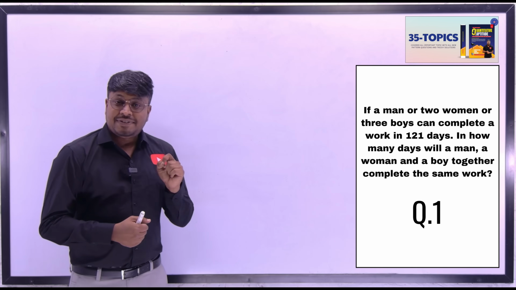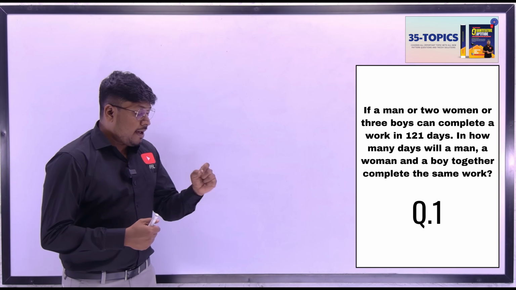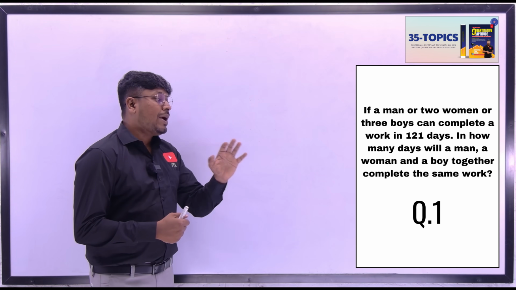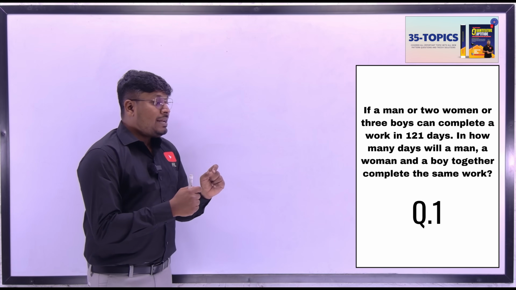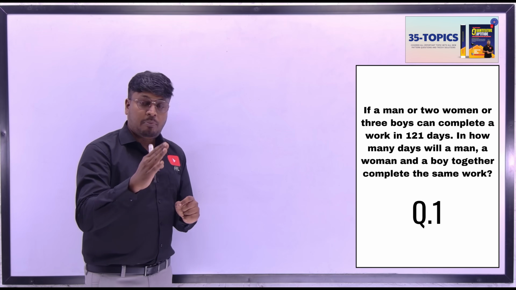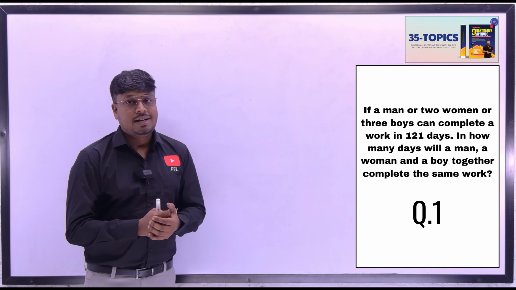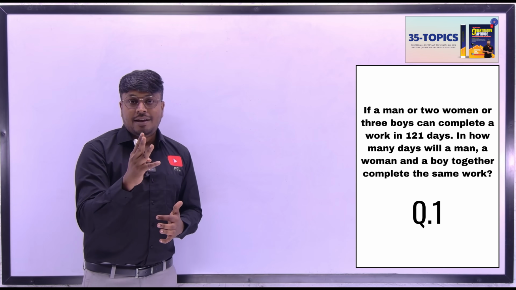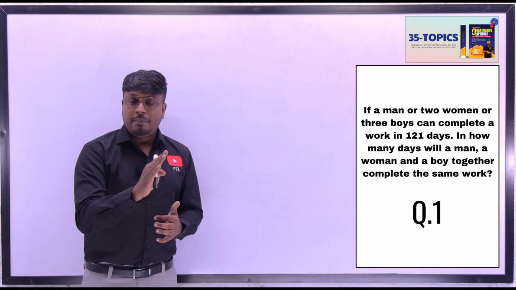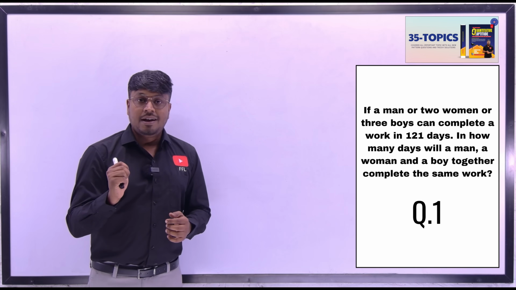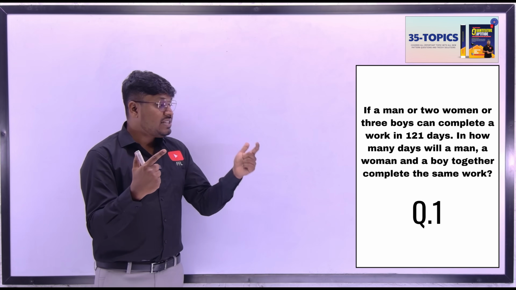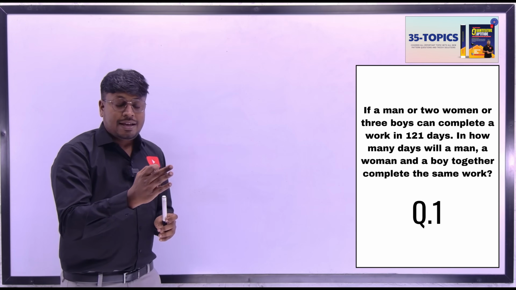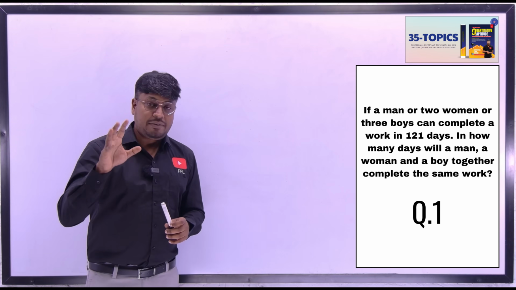So here is the first question. If a man or two women or three boys can complete a piece of work in 121 days, how many days will a man, a woman and a boy together complete the work? So our target is to find one man, one woman and one boy, if all the three persons are working, how many days it takes to complete the work. And the data they have given initially is a man or two women or three boys can complete a piece of work in 121 days.